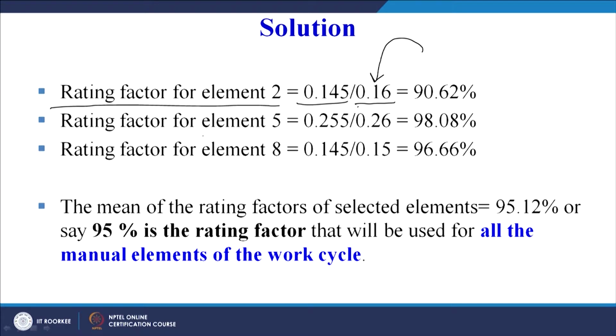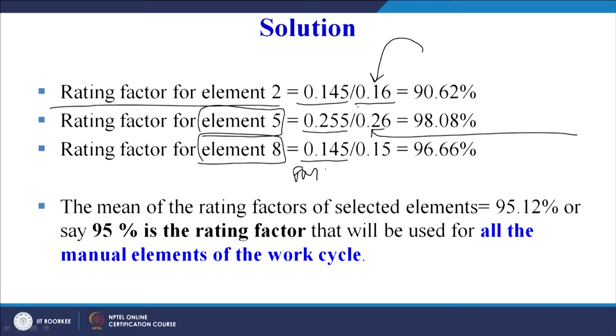Similarly, for the rating factor for element 5, the PMT data is 0.255 and the actual data taken from the direct observation is 0.26. And similarly for element 8 also, in the numerator we have the PMTS data, and in the denominator the actual data which is given to us in the problem. So this is the calculation of the rating factor. We saw in the previous session how we can calculate the rating factor. Here we are seeing the example.